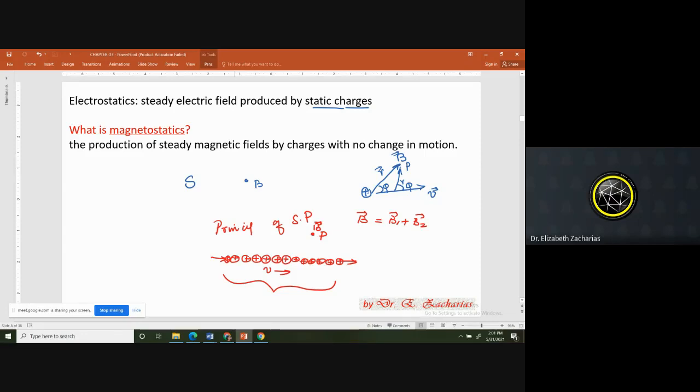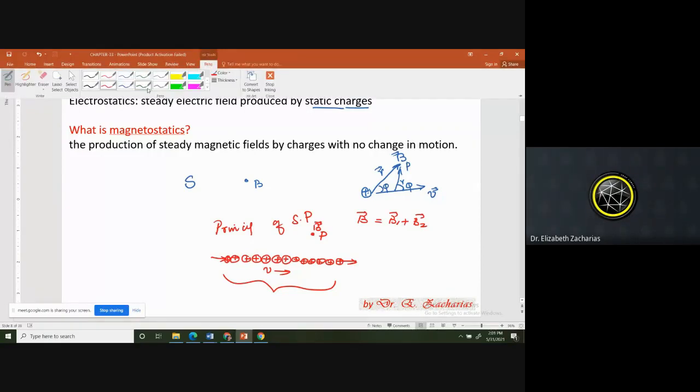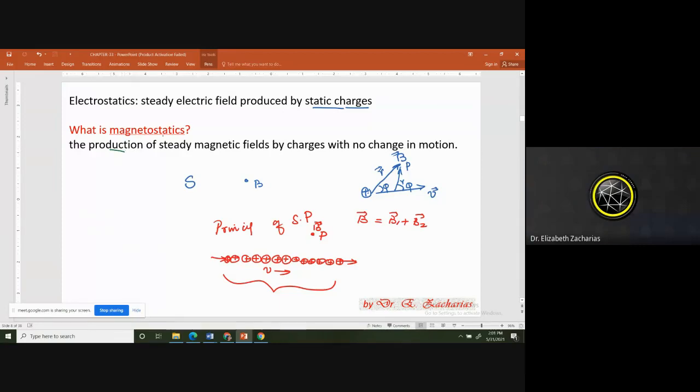So if I have a current that is static, a current that is not changing as a function of time, let us say I have a 2 ampere current in a wire and it remains 2 ampere, then because of this 2 ampere current, the magnetic field at a point will remain a constant. It will not change. So we can simply say that you can produce a steady magnetic field. You can sum up everything by saying that magnetostatics is the production of a steady magnetic field by charges with no change in motion.